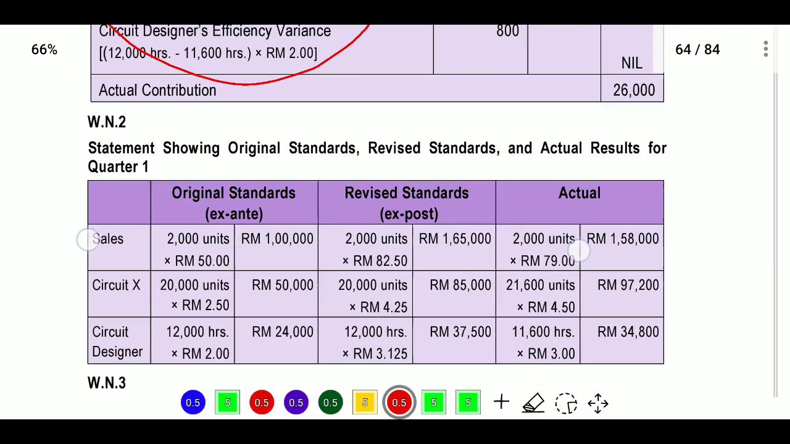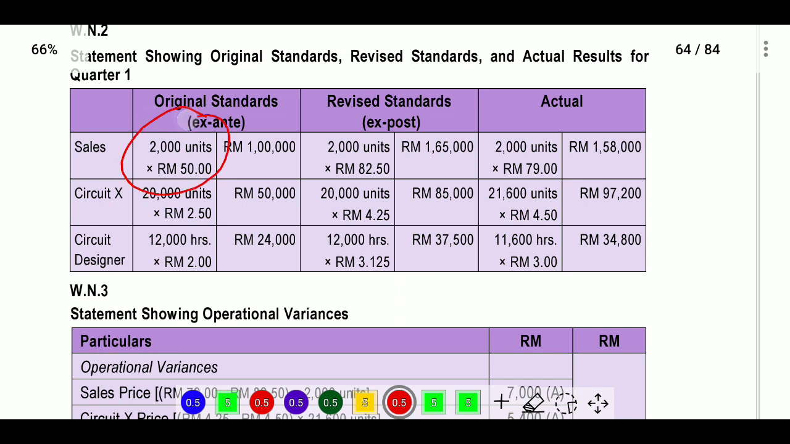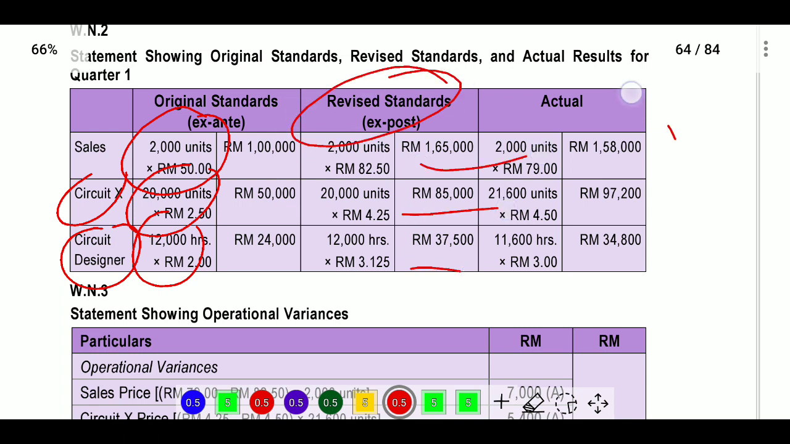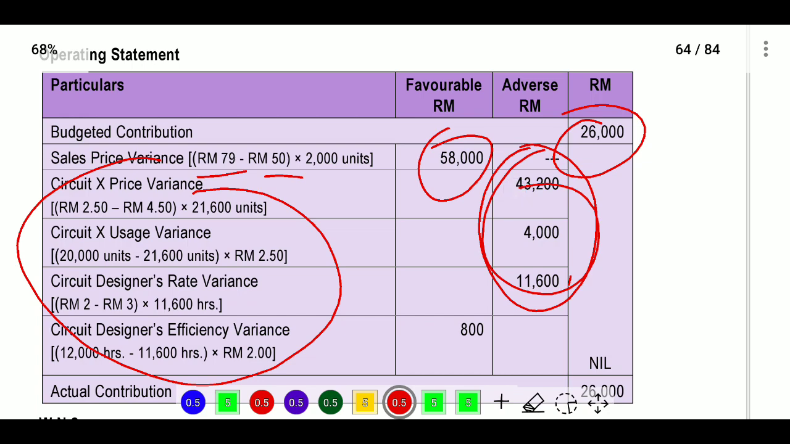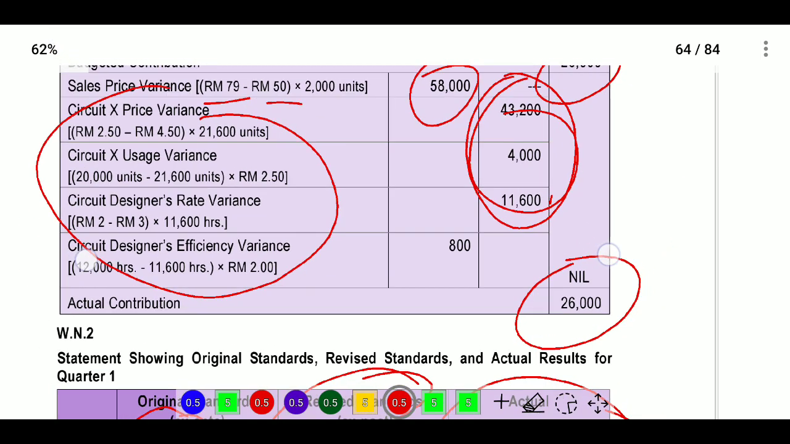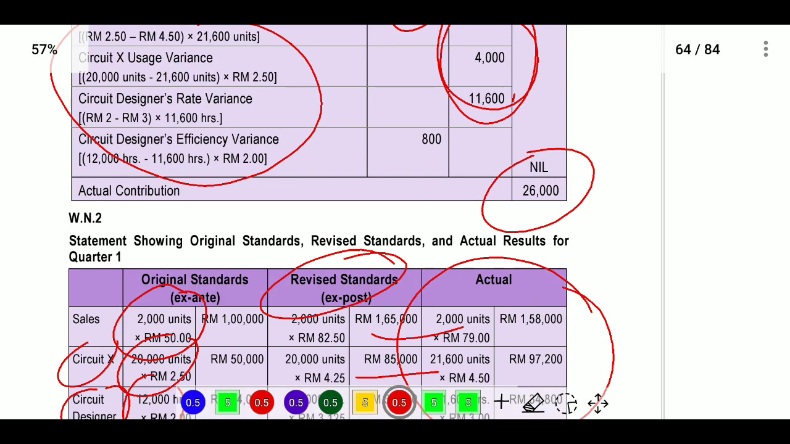Firstly we will see the working note number. See here, working note number. See how their sales for circuit X and circuit designer, and we have calculated the revised. 1,65,85, 37,500, and this is the actual position we calculated in the question itself. And operational variances we will calculate. Based on that we will substitute here, and on substitution we will get the contribution of 26,000. So 26,000 will be the contribution. Now the actual contribution will be 26,000.